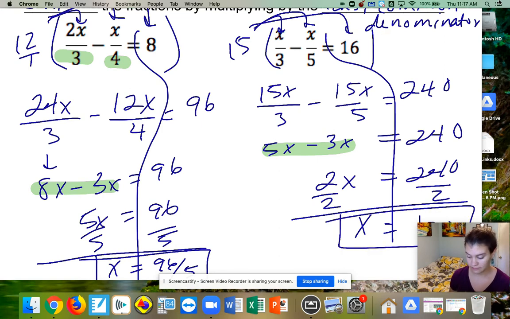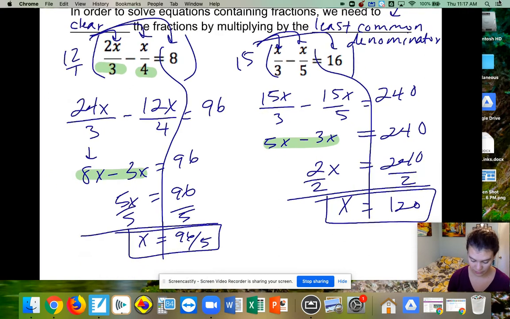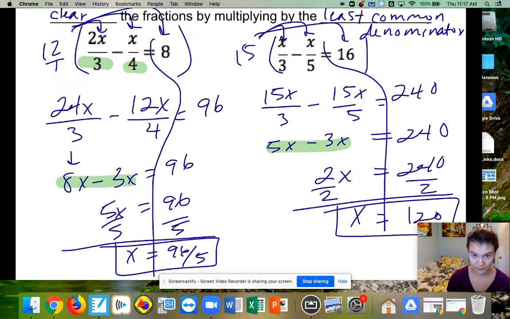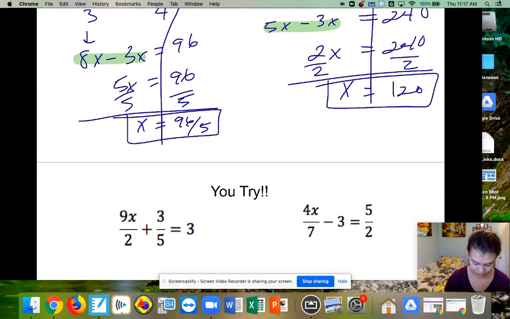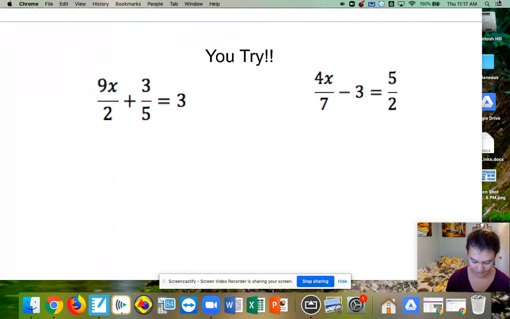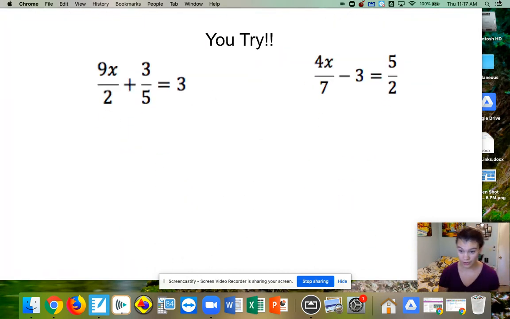And there's that. I'll zoom out a bit so you can pause if you want to write anything down. Okay, so then you try it. So try these two on your own, and then we'll check.